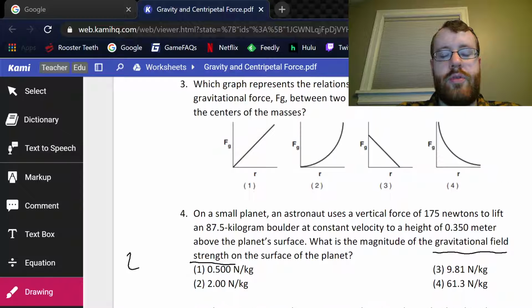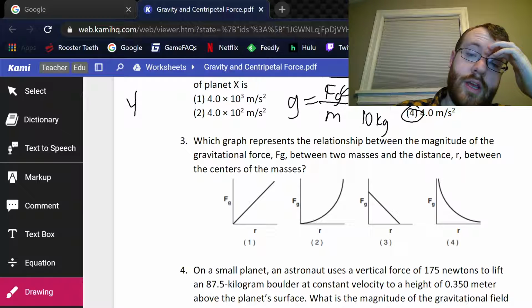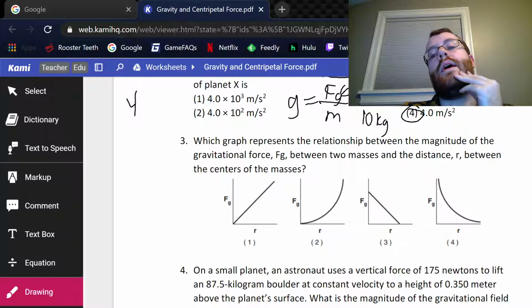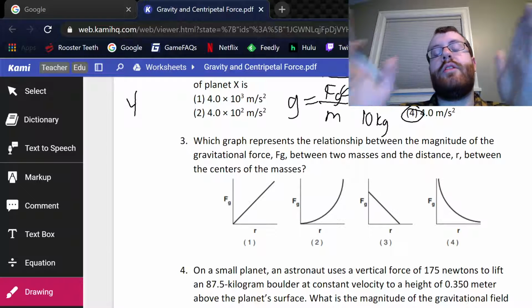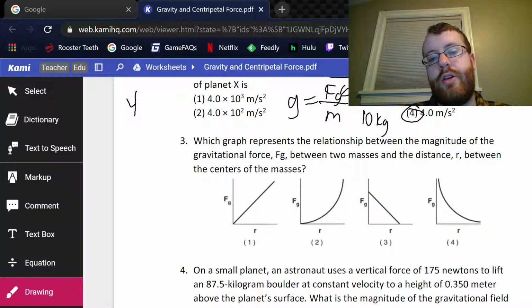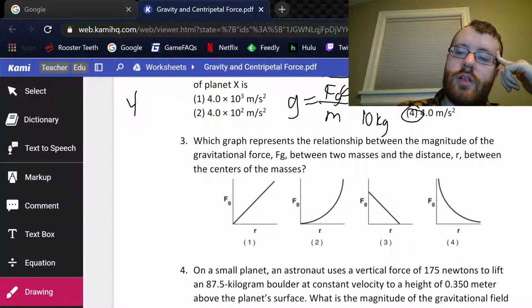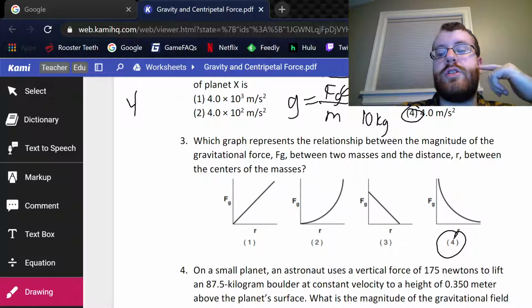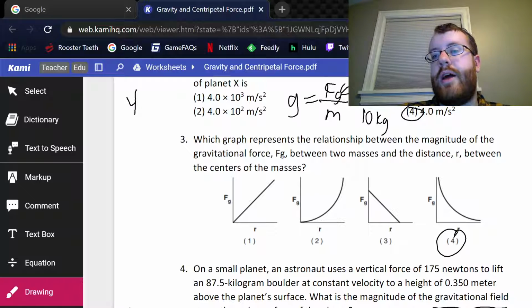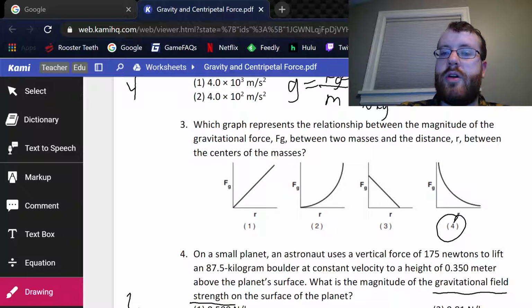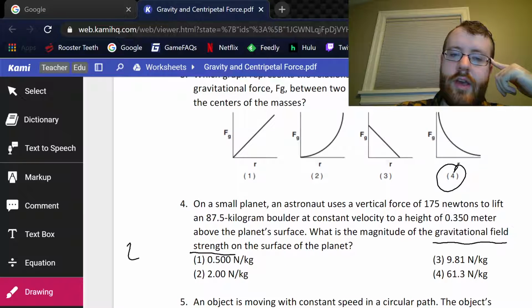Question 3, sorry, skipped around a little too much. Question 3, we should hopefully narrow it down to choices 3 and 4, because as the distance between the planets gets greater, our force of gravity should get smaller. And it is choice 4 that is the correct answer. It does have that kind of curved shape. Anytime that you divide by the thing on the x-axis, it's going to be curved, whether it's squared or not. In this case, it is squared.